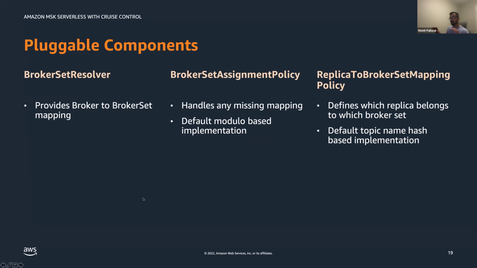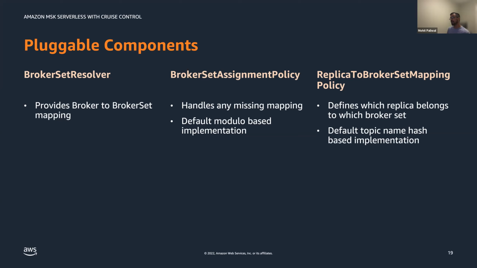So these are the components that we have added. One is the broker set resolver. The broker set resolver is basically the part that maps your broker to a broker set, right? You provide your list of brokers against one grouped broker set and provide it an ID, and you can put it in a JSON file.